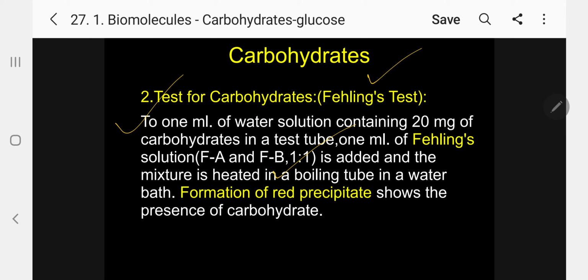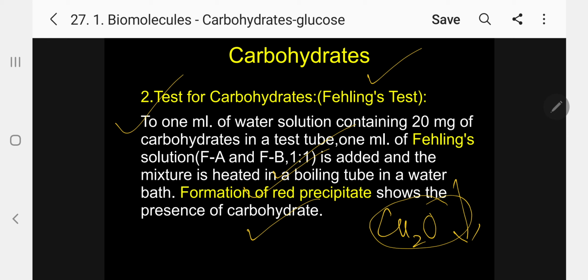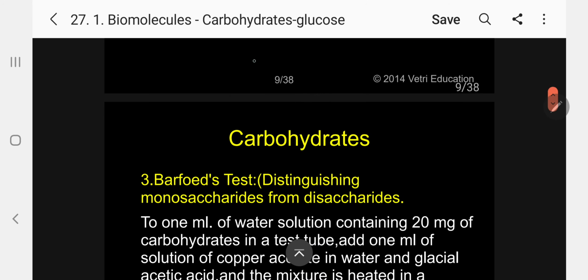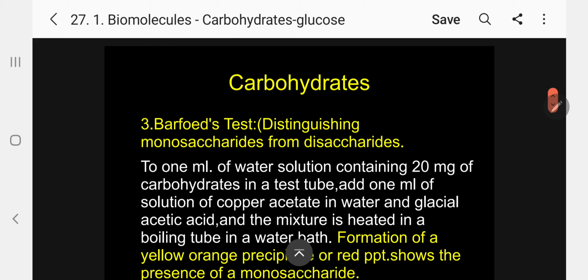After 15 to 20 minutes, formation of a red precipitate shows the presence of carbohydrate. So actually, it is forming Cu2O due to oxidation. The Fehling reagent is getting reduced, so a red precipitate forms. So formation of red precipitate is due to Cu2O, Fehling test. The same way, the Tollens test we already discussed can also be used. So these two tests will be sufficient for general carbohydrate.